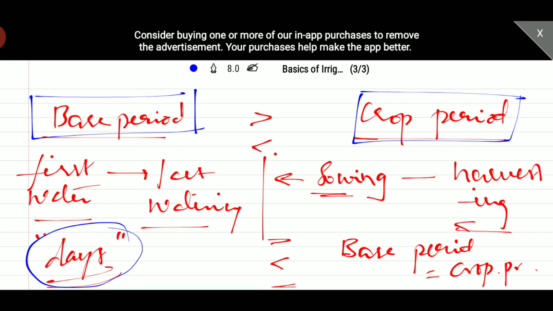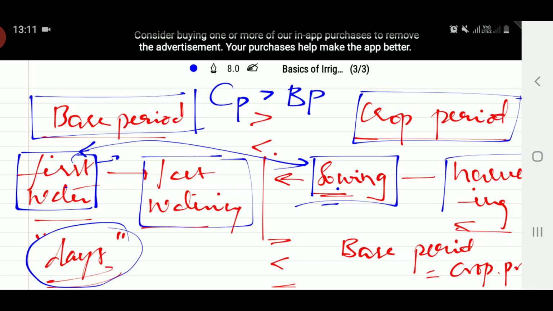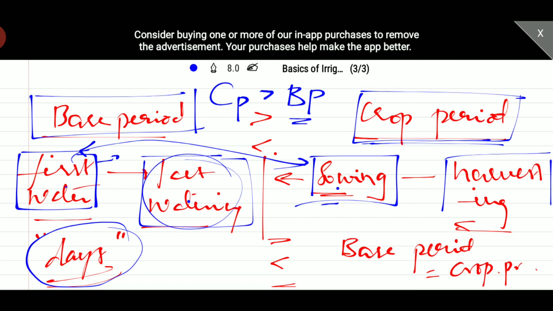In some textbooks we'll find that crop period is slightly greater than base period sometimes, because of sowing to harvesting, right? Initially if you do the first watering, the same day or next day you go for the sowing. Generally in both cases the sowing and first watering will be done on the same day. The harvesting period is greater than the last watering before, so automatically crop period will be greater than the base period. Okay, so this is about the basic concepts.